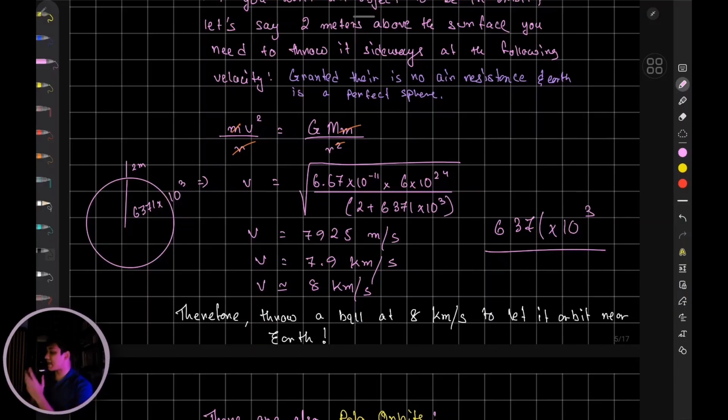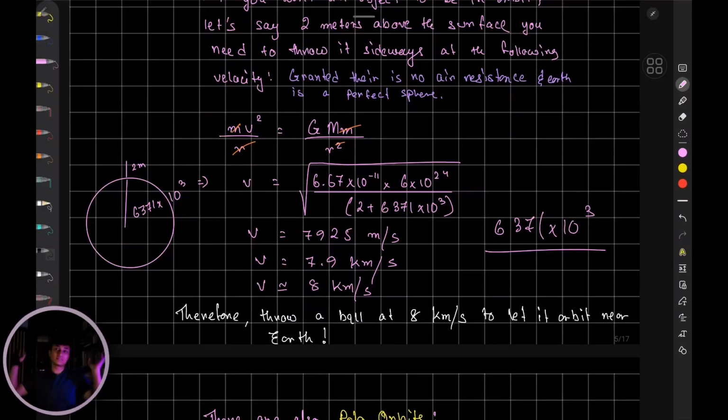So if I am at an altitude 2 meters above the Earth's surface, I need to throw that ball at a speed of 8 kilometers per second, which, mind you, is very fast. So if you have that amount of strength and you can shoot the ball at that speed, that ball is going to orbit around Earth's surface. Now, granted, we did not consider orbital decay, that is due to the air resistance. So we are not considering air resistance and any other factor.